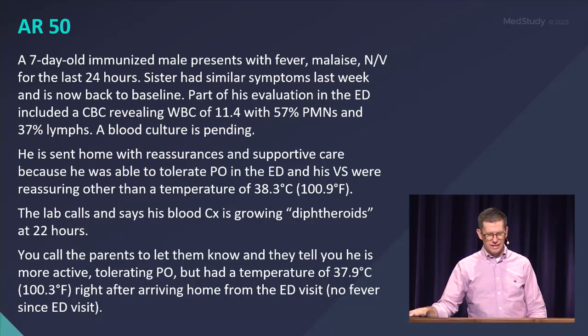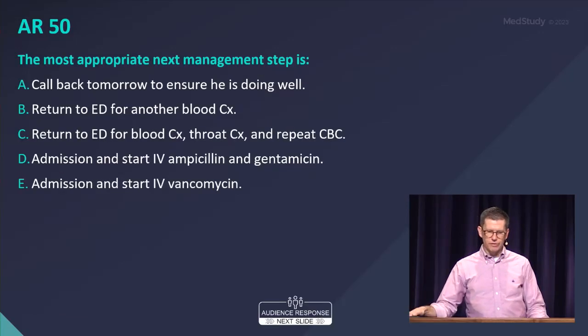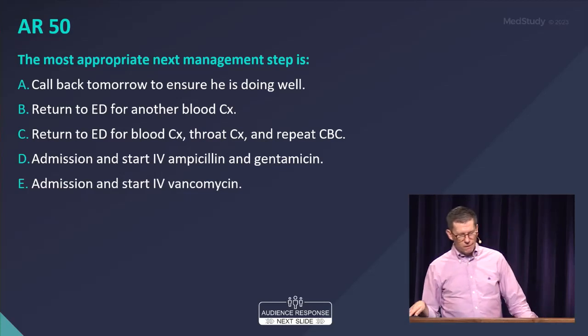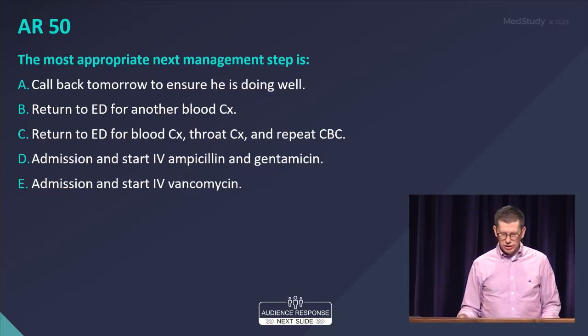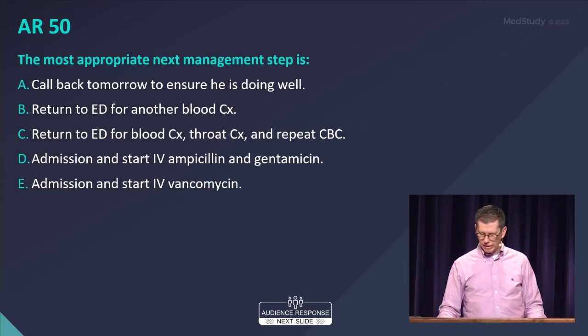it for a second. The lab calls and says his blood culture is growing diphtheroids at 22 hours. You call the parents to let them know, and they tell you he was more active, tolerating PO, but had a temperature of 100.3 right after arriving home from the ED, but no fever since. The most appropriate next management step is A, call back tomorrow to ensure he's doing well. B, return to the ED for another blood culture. C, return to the ED for blood culture, throat culture, and a repeat CBC. D, admission and start IV amp and gent. E, admission and start IV vancomycin.